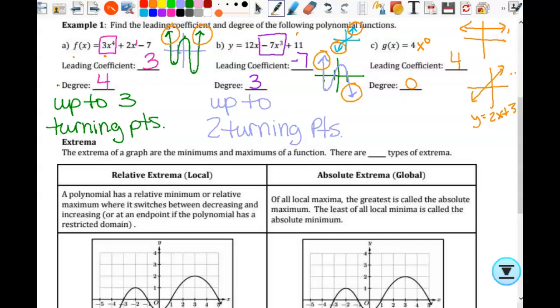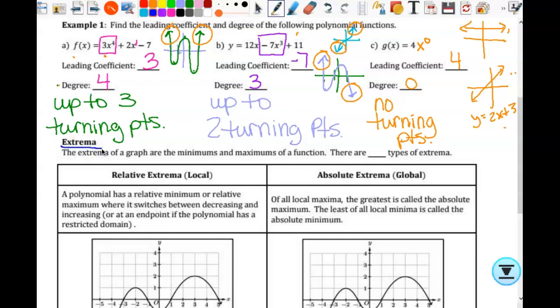Do either one of these have turning points? No. So 3 minus 1 is 2. 1 minus 1 is 0, so there's 0 turning points. 0 minus 1 is negative 1, and that just doesn't even make any sense. So whether the degree is 0 or 1, we have no turning points. Okay, we okay with that? Any questions?